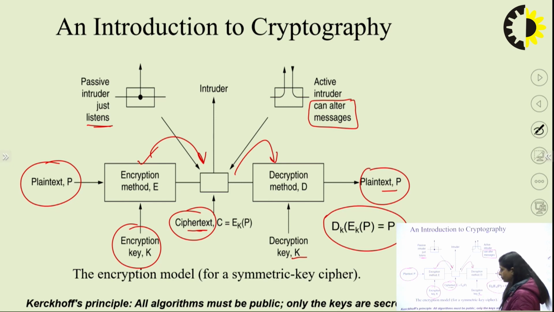We have Kirchhoff's principle, which says all algorithms must be public. All algorithms must be public. Only the keys are secret. The keys with the help of which we apply encryption and decryption will be secret, right? If it is public, then it will be known to everyone. For example, your email ID is known to everyone, right? But the password is known to you only. Fine.